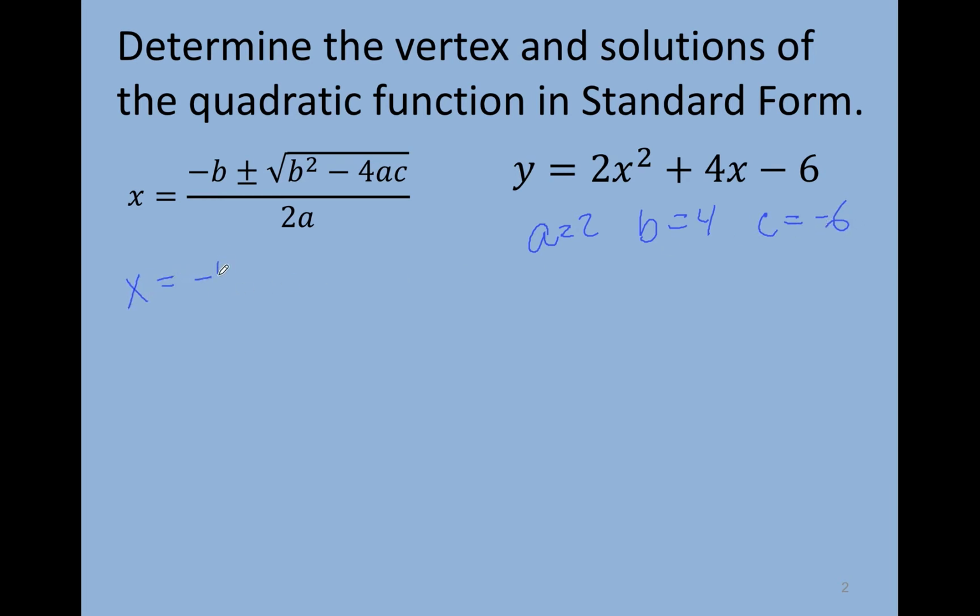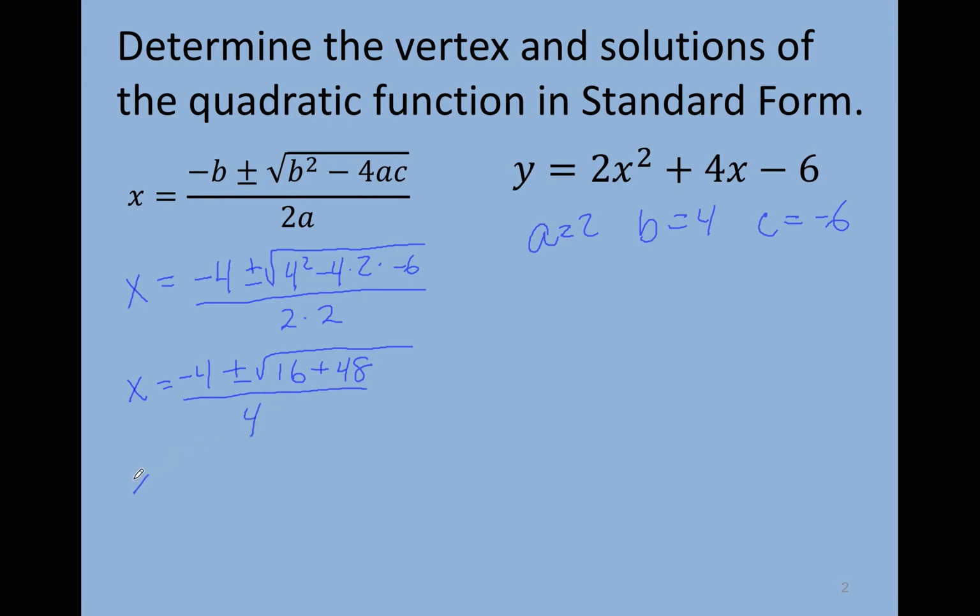So plug it in over here: negative 4 plus or minus the square root of 4 squared minus 4 times 2 times negative 6, over 2 times 2. x is equal to negative 4 plus or minus the square root of 16 plus 48, over 4. x is equal to negative 4 plus or minus the square root of 64 over 4. x is equal to negative 4 plus or minus 8 over 4.